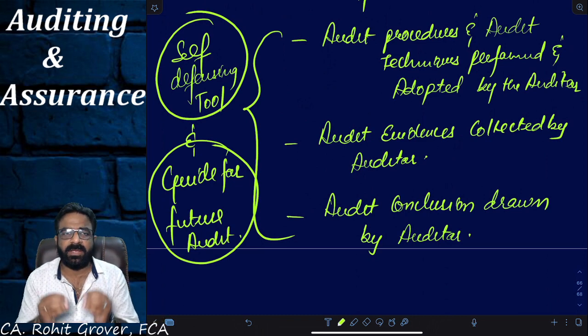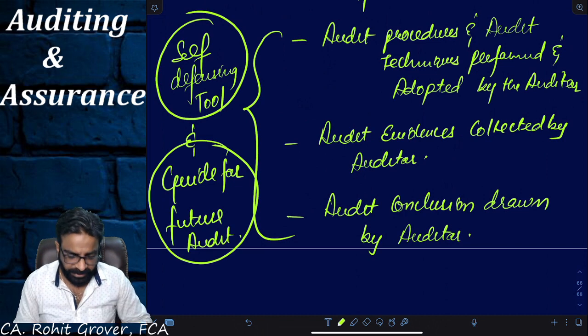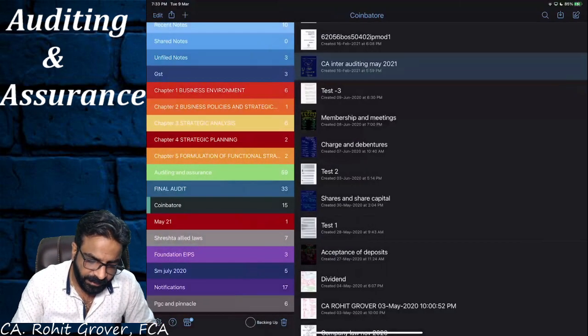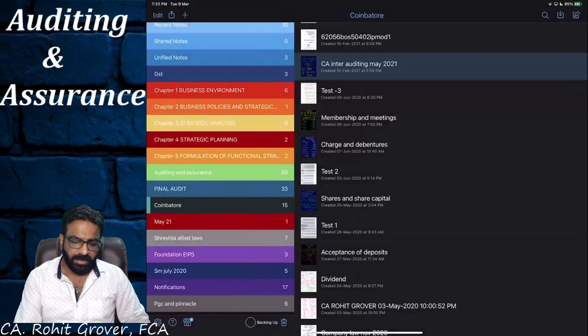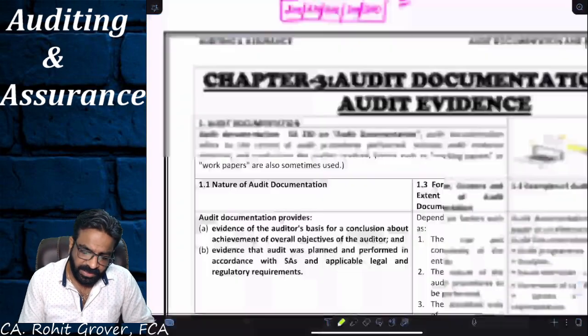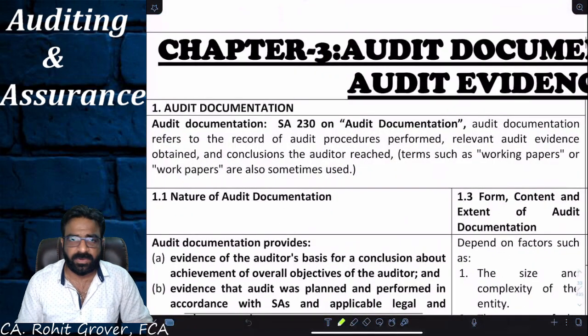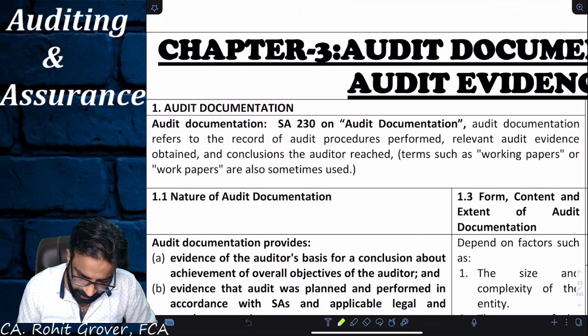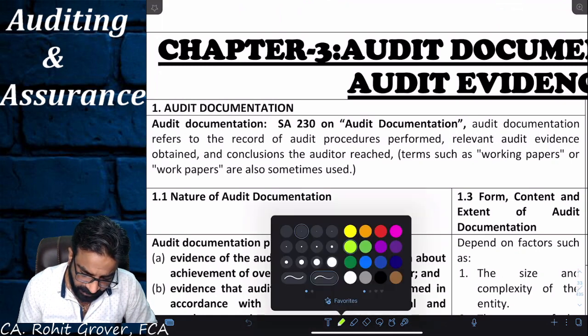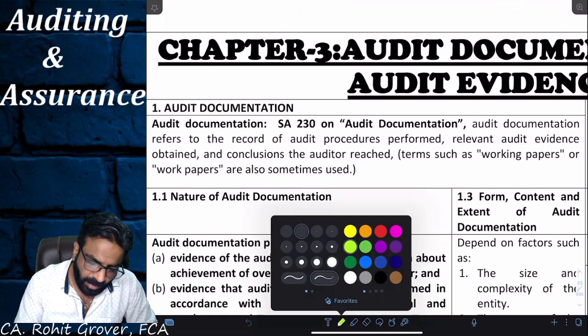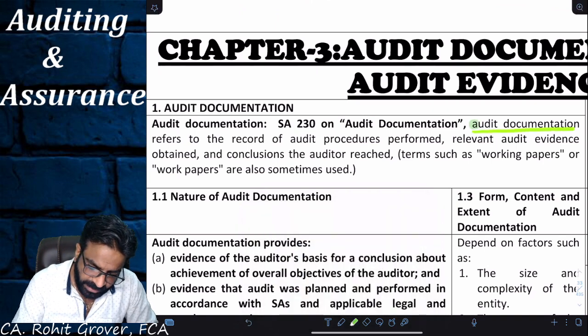This is what we mean by the term audit documentation. Everyone clear or not? Yes. Now, everyone just read the definition along with me. What is the definition of audit documentation? You can all see the screen now. What is the definition of audit documentation, everyone? Audit documentation refers to what?